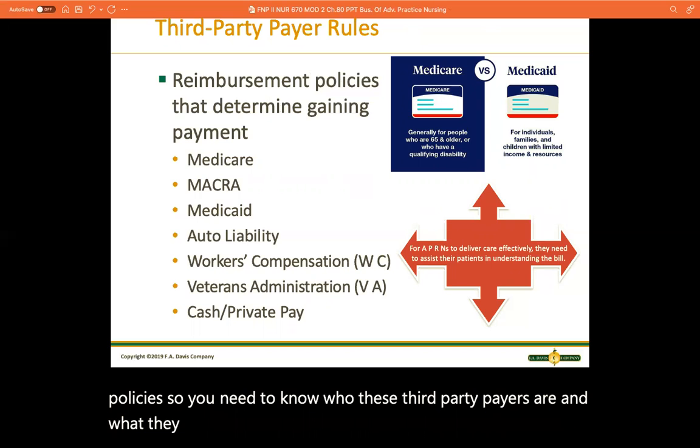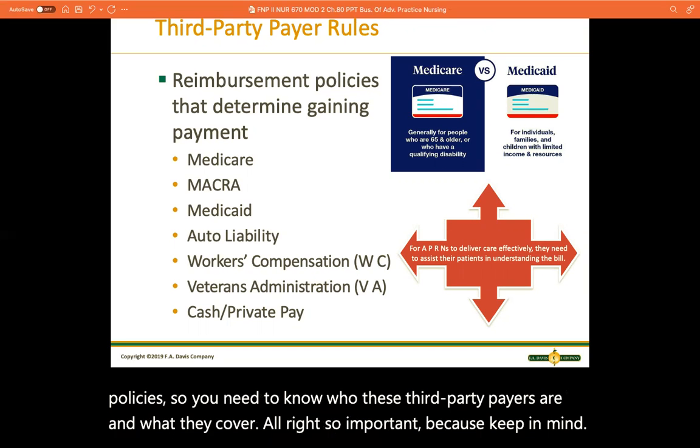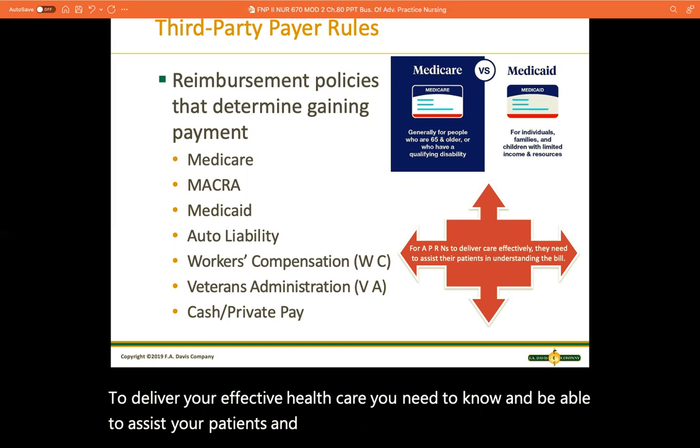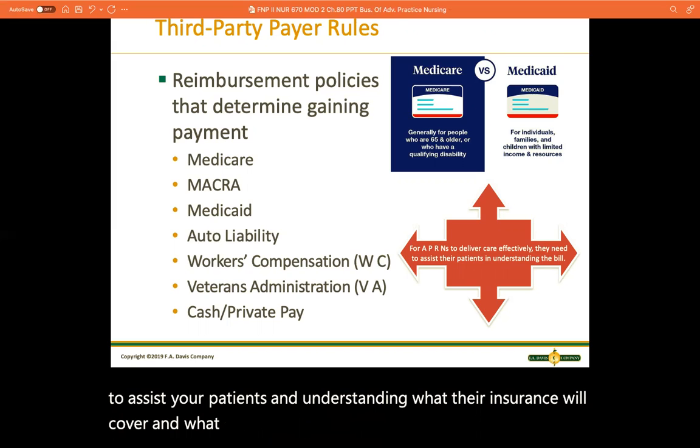All right, so important, because keep in mind, to deliver effective healthcare, you need to know and be able to assist your patients in understanding what their insurance will cover and what they won't cover.